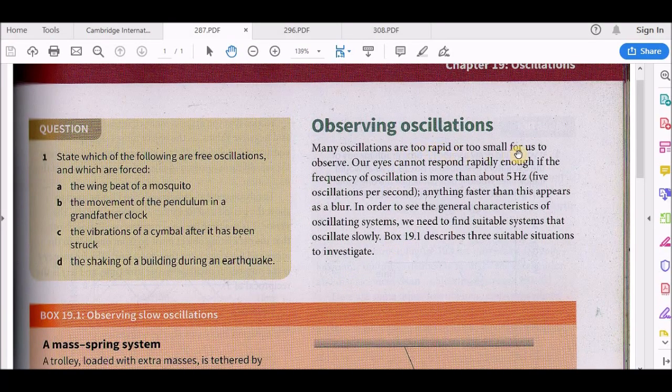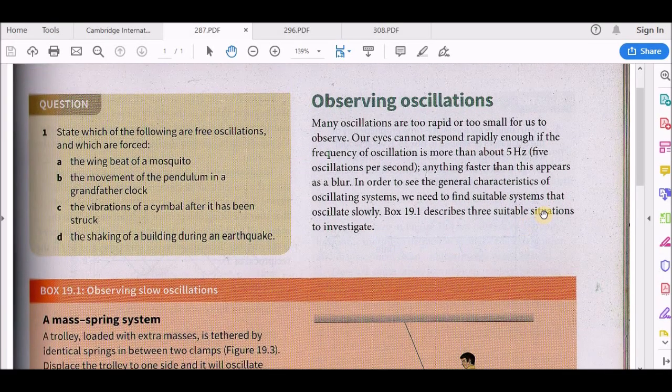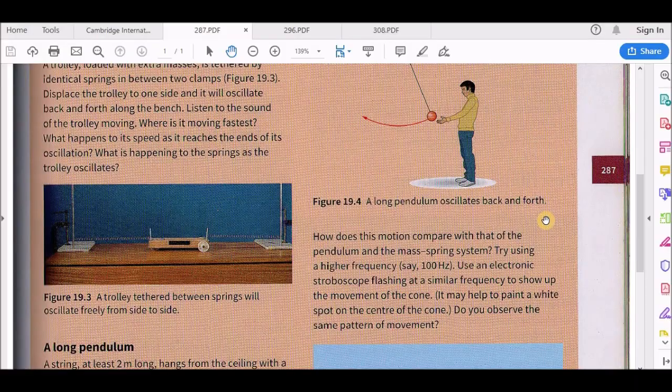Many oscillations are too rapid or too small for us to observe. Okay, so the frequency that our eyes can detect is about 5 Hertz. More than that it can't detect. Our eyes cannot respond rapidly enough if the frequency of oscillation is more than about 5 Hertz or 5 oscillations per second. Anything faster than this appears as a blur. In order to see the general characteristics of oscillating systems, we need to find suitable systems that oscillate slowly. Box 19.1 describes 3 suitable situations to investigate.